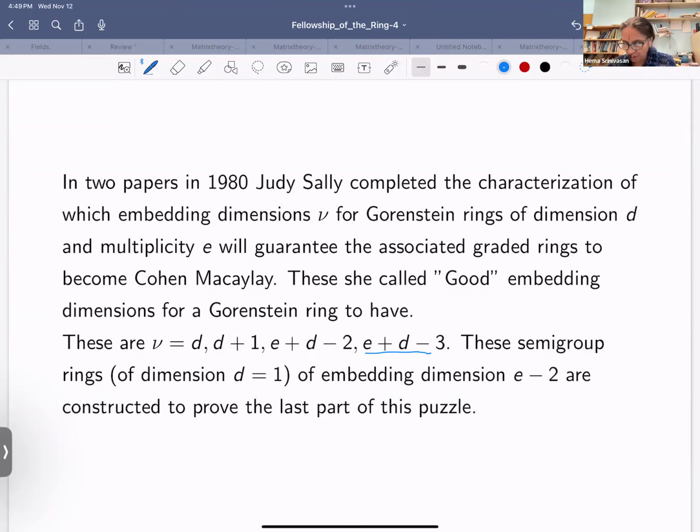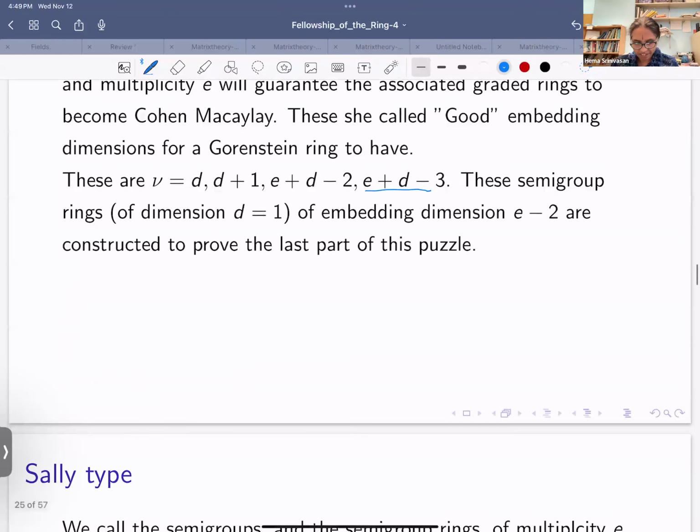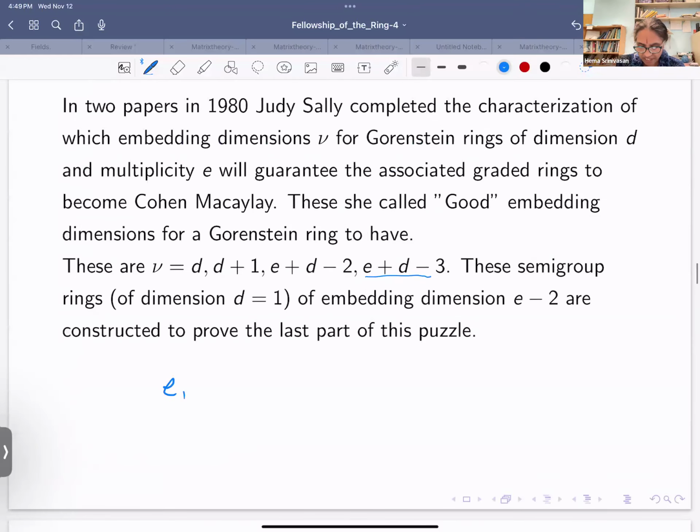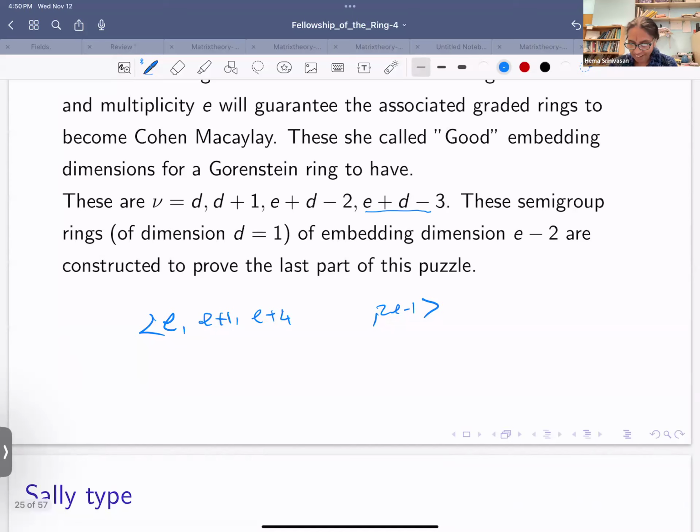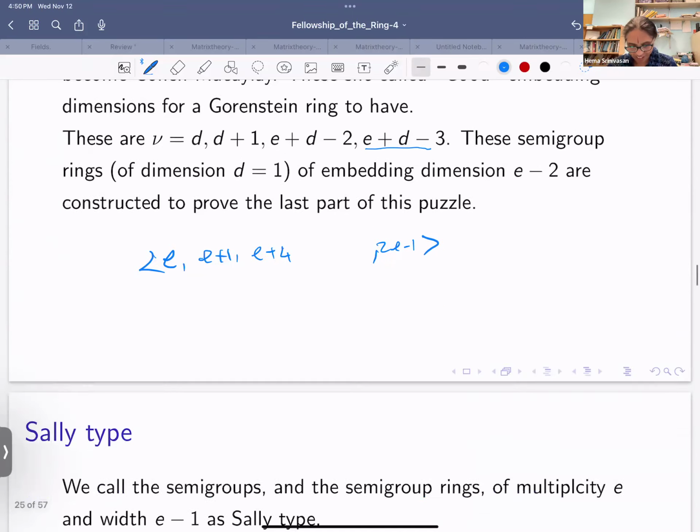In order to do that, this was the semigroup that I mentioned: e plus 1, e plus 4 to 2e minus 1. This was the semigroup showing that it is good and has associated graded ring Cohen-Macaulay. That was the final part of the puzzle in proving this problem. And that was one of the reasons, I think, Herzog and Stamate found it interesting and called it the Sally semigroup.